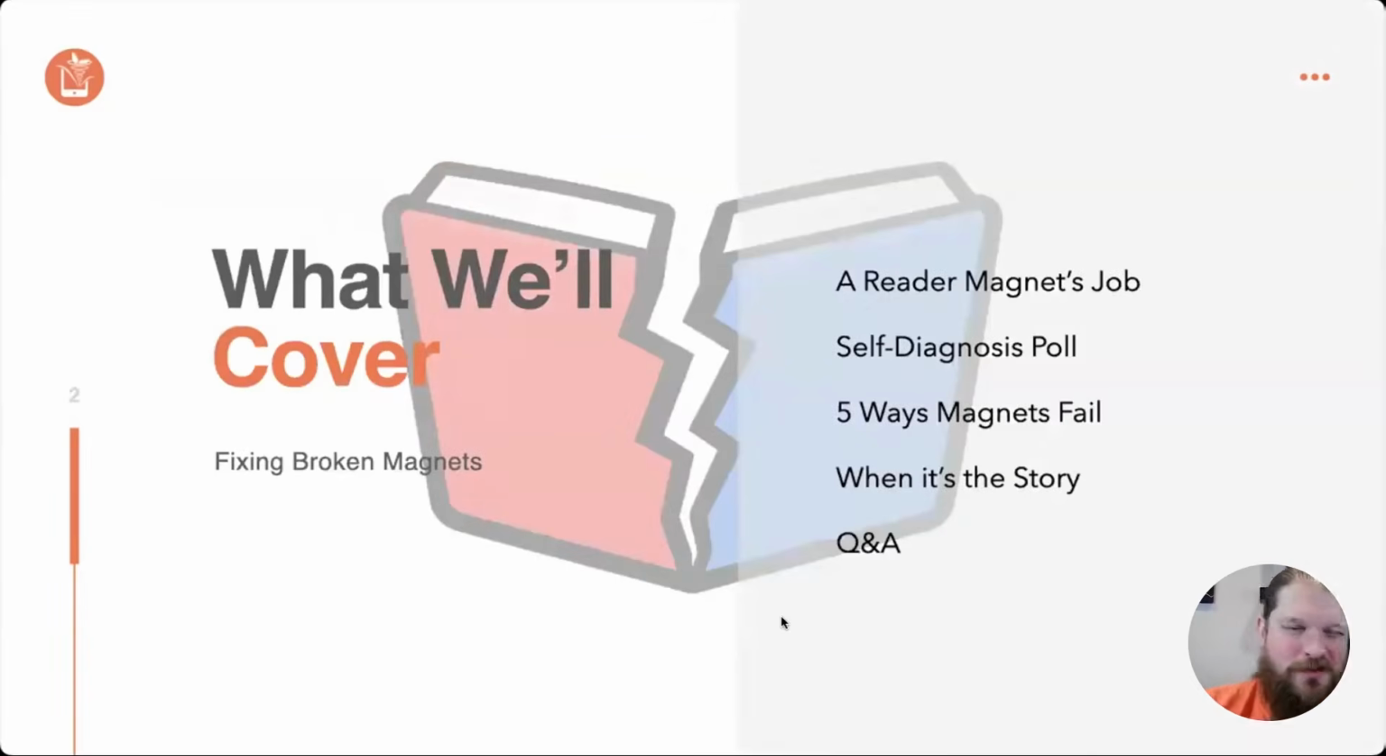So what we're going to cover, first, we're going to talk a little bit about what a reader magnet's job is. We kind of need to define that first before we go into what the issue is with your reader magnet. We need to make sure we define what working is, right, first, so that we know what our expectations are. A reader magnet is not a silver bullet. It's not a magic spell that just brings you all the readers. So we need to understand that when we're going into this process.